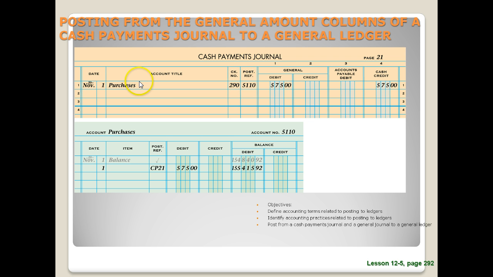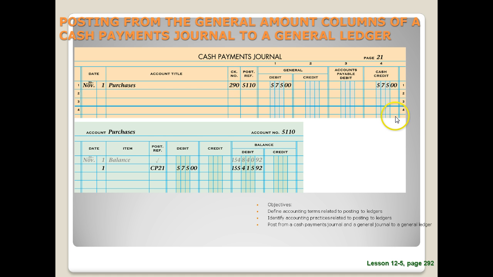So if we look at this, this says account title, purchases. So that tells me that we purchased merchandise to sell on November 1st. We used check number 290. This was posted to account number 5110 in our ledger. And if you look down here, here's the ledger page it was posted to, and this is purchases. It was a debit for $575. Purchases is a cost account. It's like an expense account that has a normal balance of a debit. And then we paid cash, right? Because this is the cash payments journal. So we paid cash of $575, and that's why it's a credit right here.